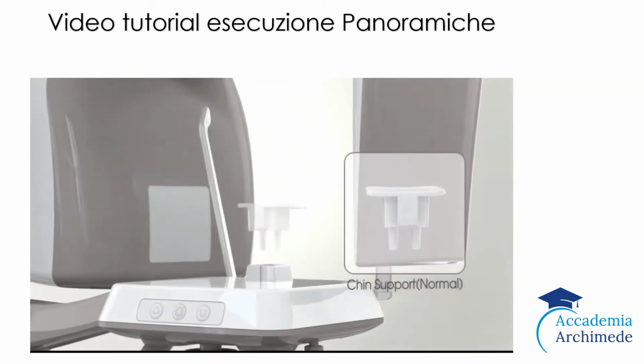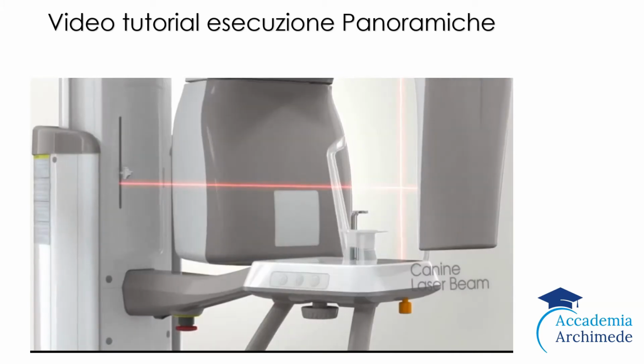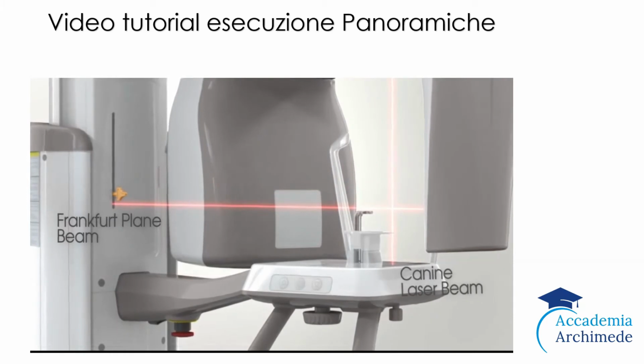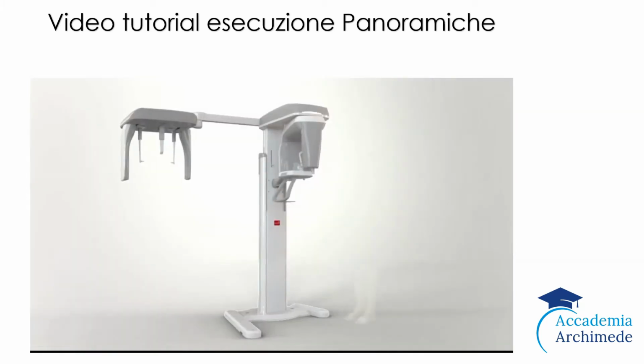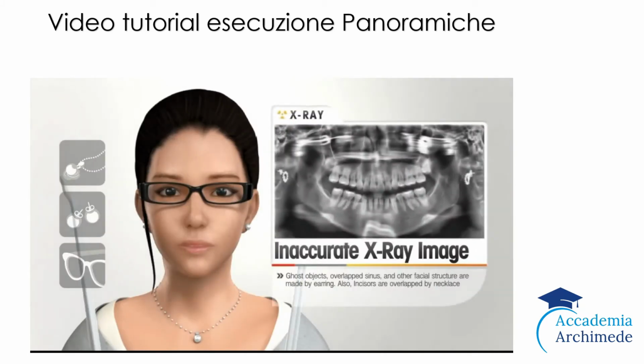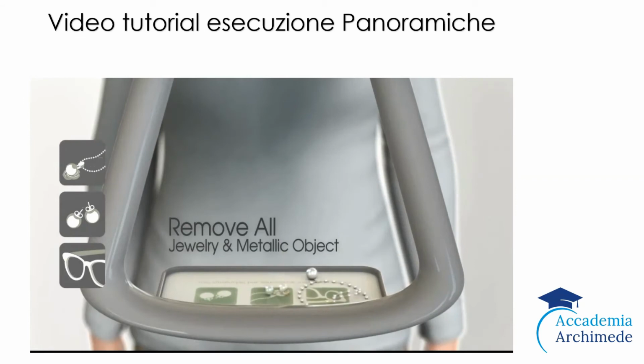After the equipment stops moving, install the chin support and bite block. Move the canine laser beam and the Frankfurt plane laser beam to the initial position. Guide the patient to the unit. All jewelry and metallic objects such as necklaces, earrings, hairpins, eyeglasses, dentures, and orthodontic appliances should be removed before patient image capturing. The patient can keep their removed jewelry personally or place them on the guided shelf.